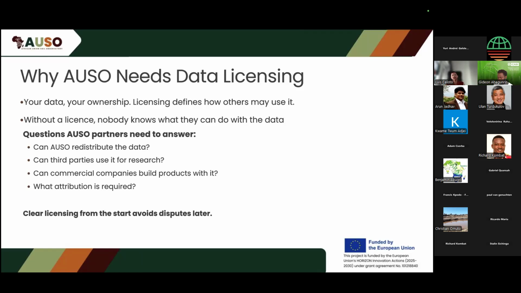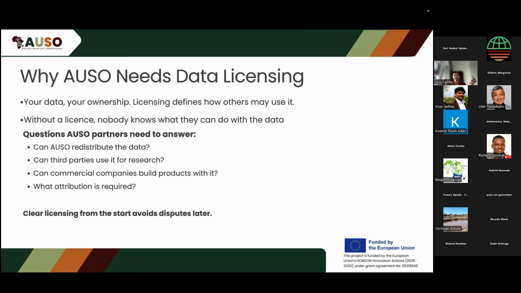I put the IUSO here, but it can be done in many other projects. It can be done on your institutional level. This is not only for IUSO. Think about it for the different scopes, different projects, different ways of sharing data. So can I redistribute the data? Can others redistribute it? Can third parties use it for research? What about for commercial use? Can companies use it?